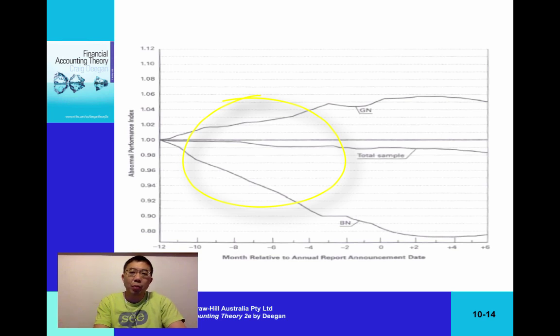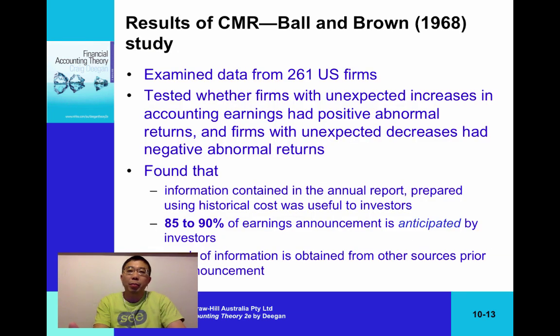So what is the summary? What is the conclusion from all this? The conclusion is that while, yes, we can say accounting earnings do affect share prices and therefore are relevant, the market is already getting the same information 12 months before from other sources. So those are the important findings of Ball and Brown.